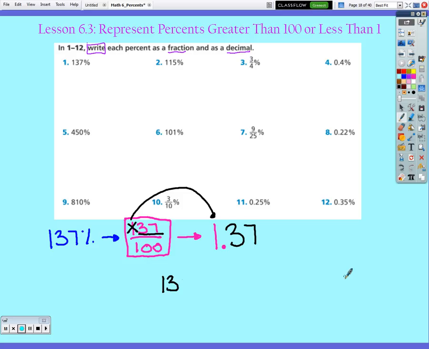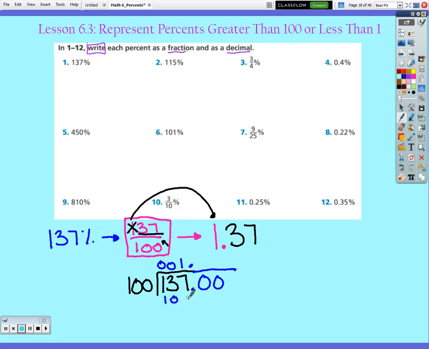137 is your dividend, 100 is your divisor. Remember, this bar just means to divide. I can throw a decimal point here, a decimal point up top, and extend the division bar. I can add numerous zeros. I can then ask myself, does 100 go into 1? No. 13? No. 137? Yes, one whole time.